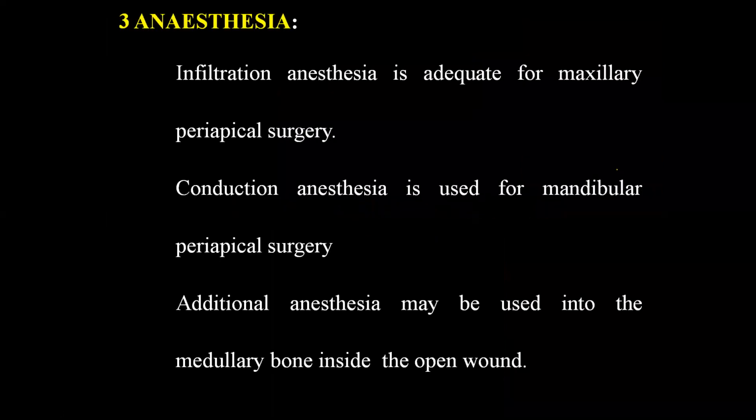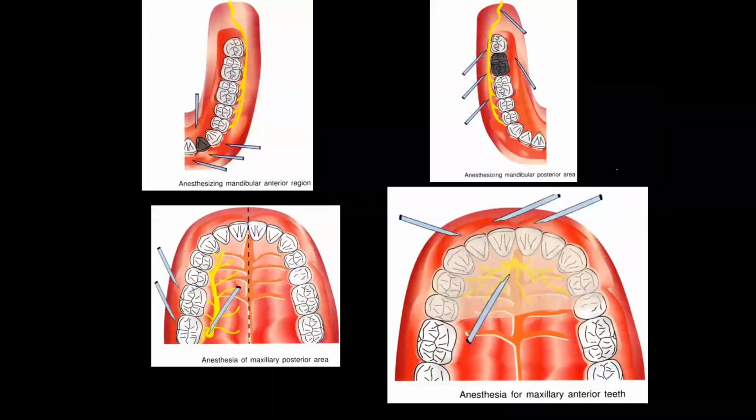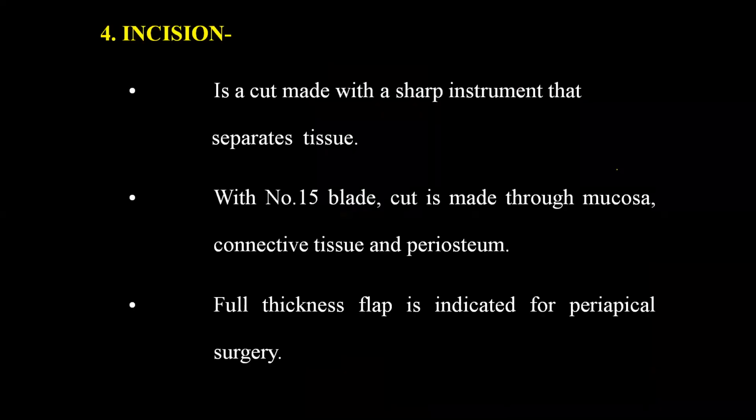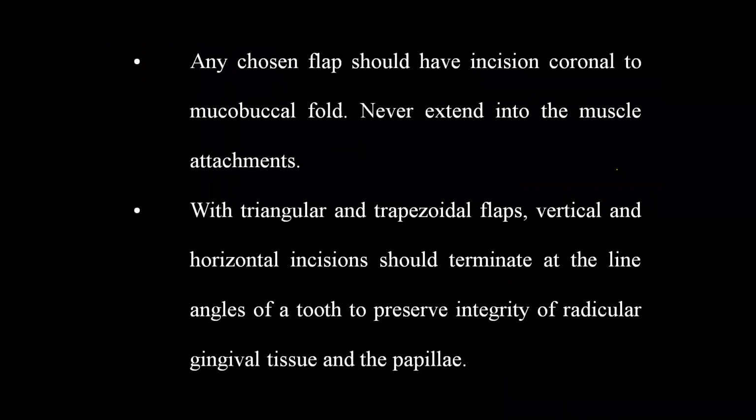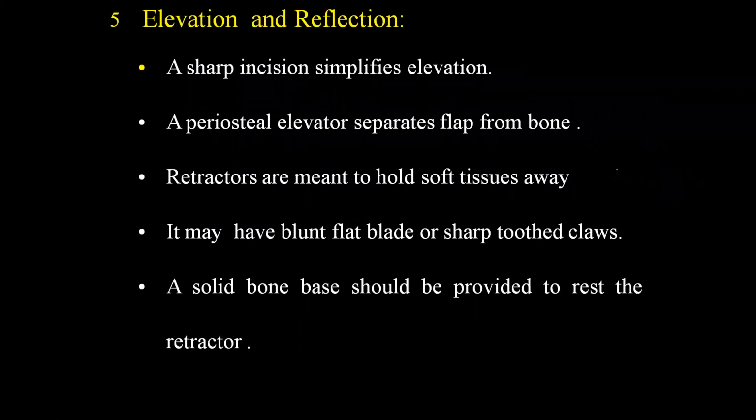So going to the surgical techniques. Infiltration is the commonest technique. So these are all the places where you can give infiltrations. Incision, as you know, is now done with a number 15 blade. Elevation and reflection: mostly we use periosteal elevators. The blunt end is used to reflect the full thickness mucoperiosteal flap.